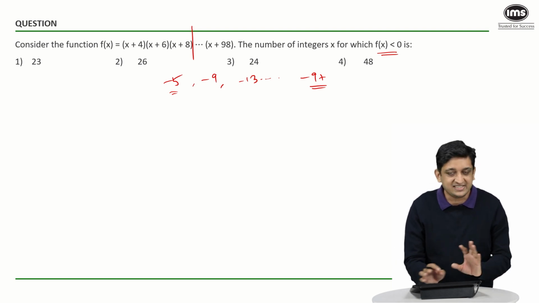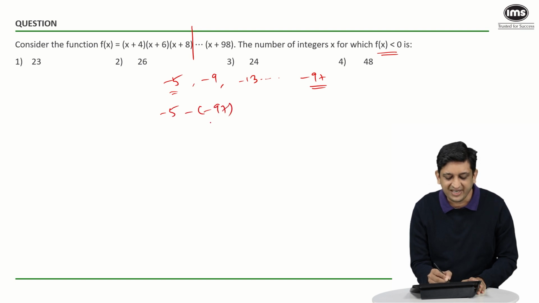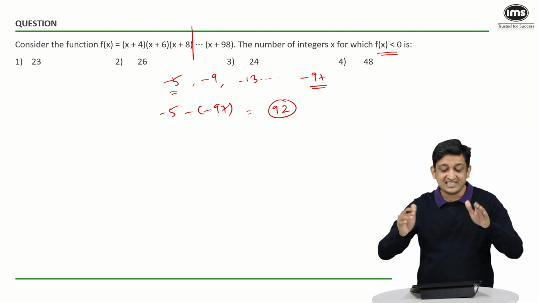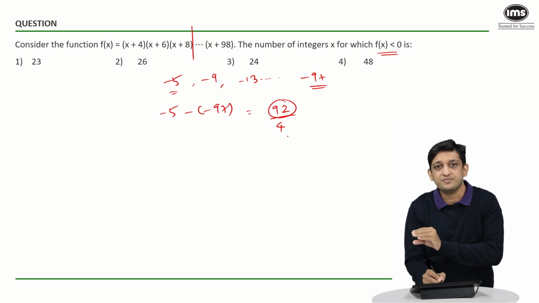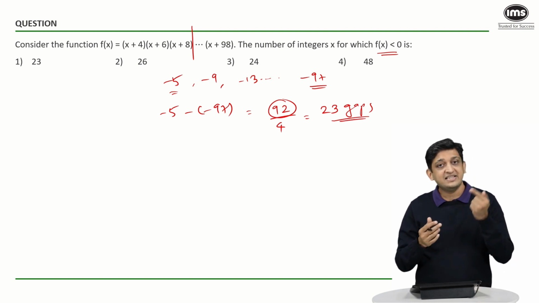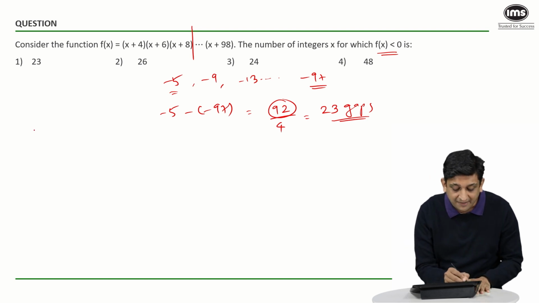So if you look at the gap between these two numbers, you can say that the gap is minus 5 minus of minus 97, which will give you minus 5 plus 97, or 92. So the large gap that is present between the endpoints is 92. It is divided into smaller gaps of 4, which basically means that there are going to be 23 gaps. Now whenever you have 23 gaps, there have to be 24 numbers surrounding those gaps, because two numbers will make one gap.